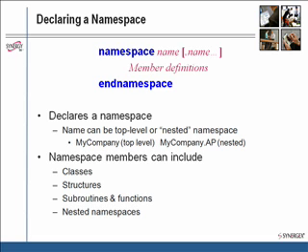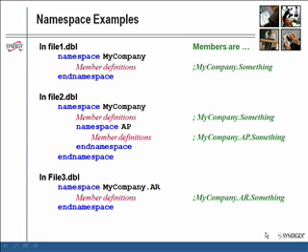It's also possible to declare one namespace entirely within another. This is just another way of declaring nested namespaces. On this slide we can see several examples of how namespaces can be declared, including the different ways in which namespaces can be nested inside one another.